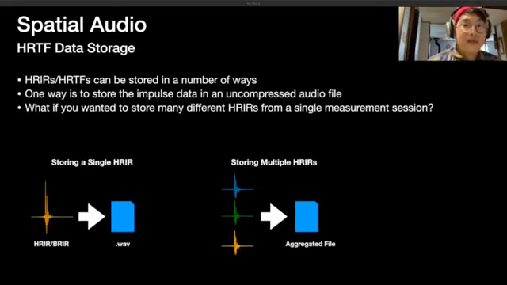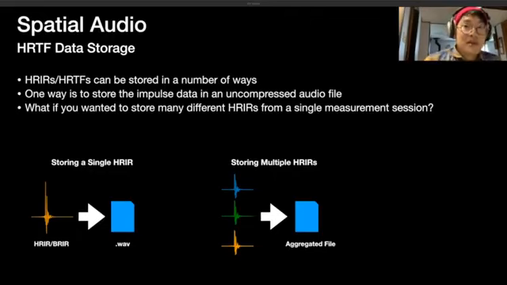Now that we have our HRTF measurements, the question then is, how should they be stored? If we were working with a small number of HRTFs, 2, 4, or 6 HRTFs, then it's not a bad idea to put them in an uncompressed audio file. But suppose we had 360 degrees worth of HRTFs, each separated by 1 degree. Then that would be 360 times 2 ears. That's 720 impulse responses in total. And so the previous solution doesn't become very scalable.